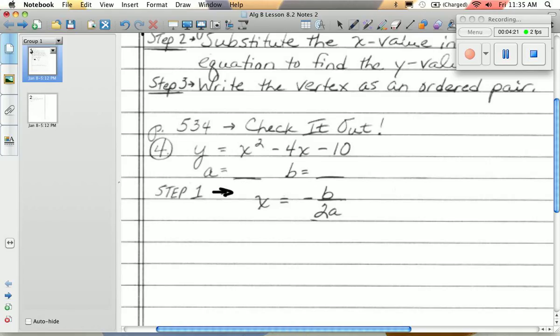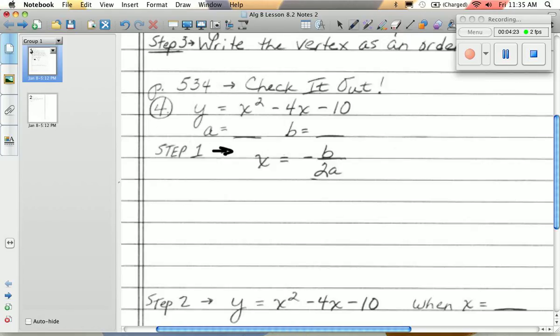So, what is the a value? 1. And what's our b value? -4. Yeah. So when the quadratic function is in standard form, which it is, then we can identify the a and the b, and now we can substitute them in and find our axis of symmetry. So negative, and then our b is upstairs, and 2 times 1 is downstairs.